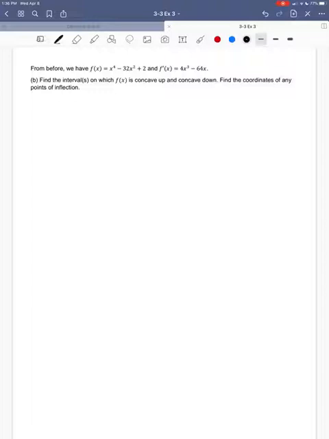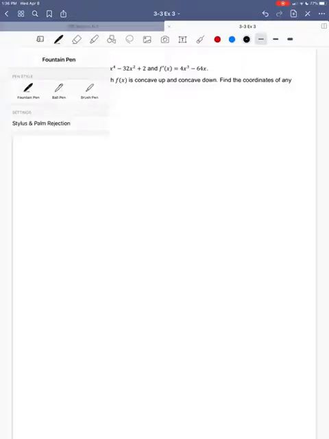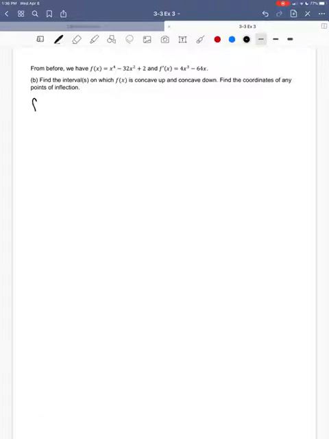So from what I've done before, we had our f of x given, we've calculated f prime of x. Now I need to find the second derivative, f double prime of x. I'm just going to take the derivative of my first derivative. So I come here and I take the derivative of this. So 4x cubed, I bring the 3 down, I get 12x squared minus 64, right? The derivative of 64x is just 64.